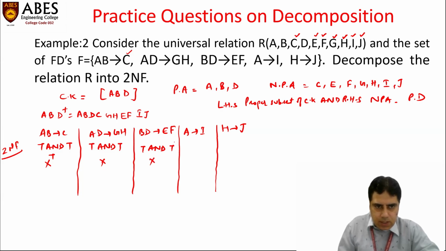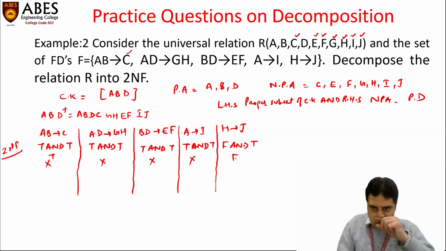A determines I. A is a proper subset of ABD, true, and I is a non-prime attribute. This is true. So this is also not in 2NF. Now check for H determines J. H is false, and J is true. So this is false. So this functional dependency is in 2NF.